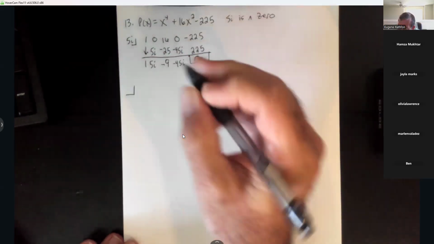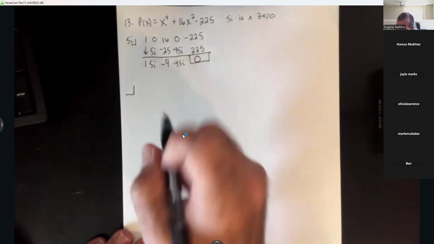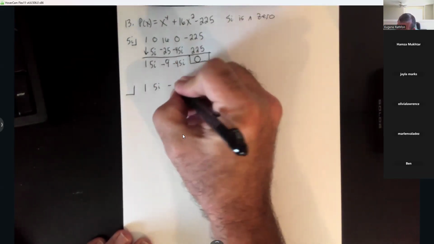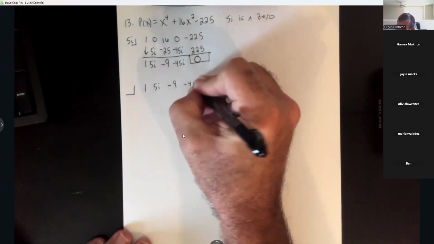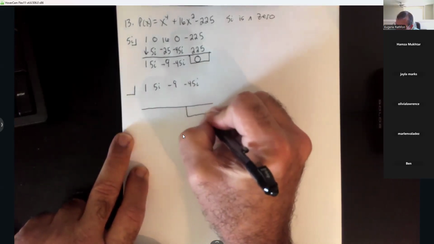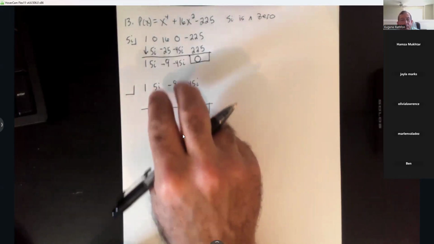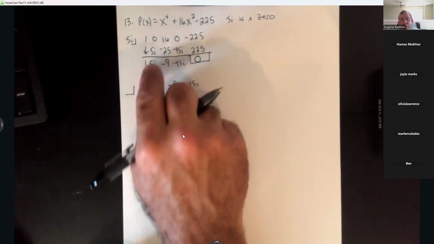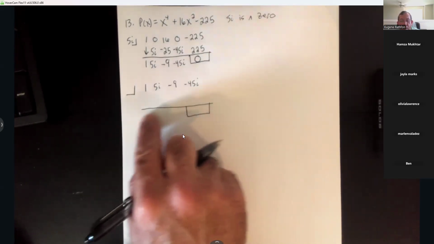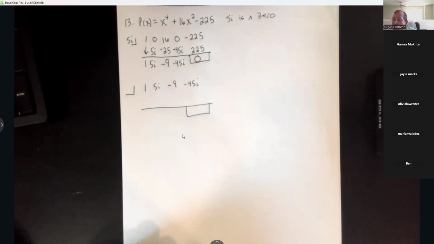All right, so now you bring these four numbers down: 1, 5i, negative 9, and negative 45i. Since you got four numbers, you got to do synthetic division for the first two. And once I got three numbers here, that's when you can do the quadratic stuff: quadratic formula, solve it by square roots, factoring, any of them methods that work, okay?